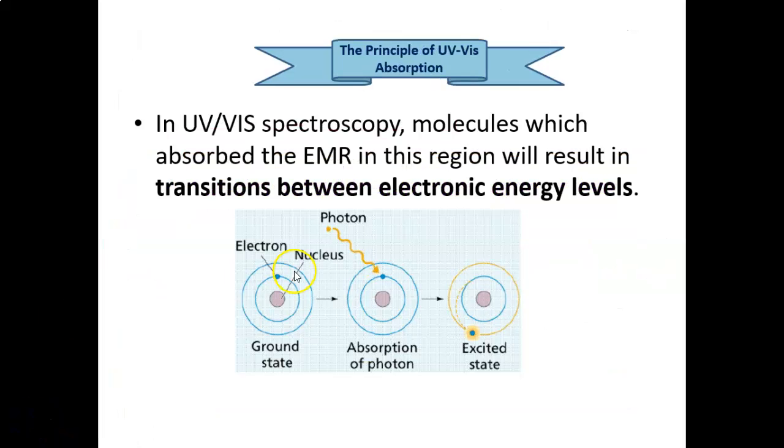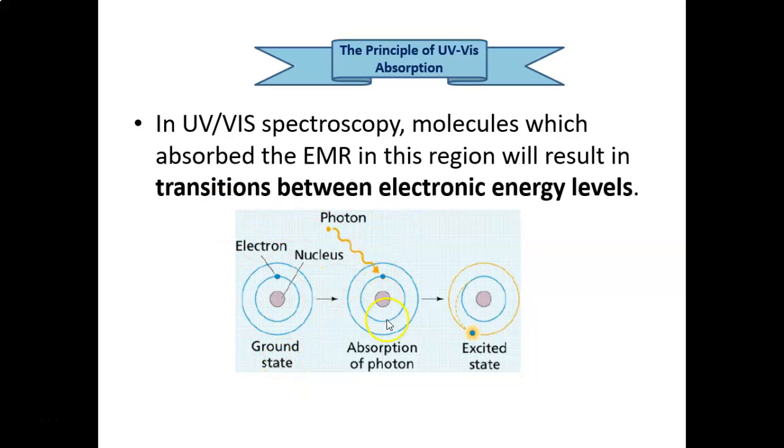This is what happens to the molecule when it absorbs electromagnetic radiation. EMR in this region will result in transitions between electronic energy levels. As we can see, this is the nucleus of the molecule, and this is the electron. At the first stage, this electron is placed in the ground state. It is a comfort zone.